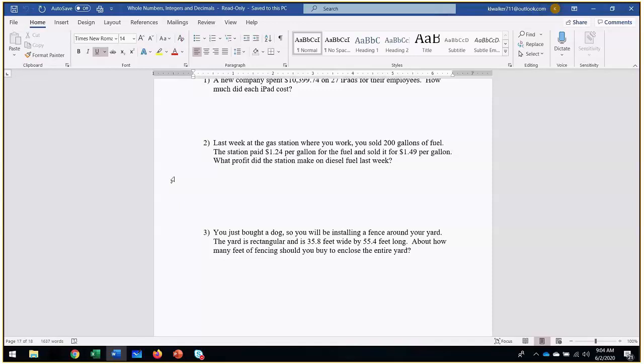They paid $1.24 per gallon. Come on, you're writing this stuff. Did your screen go off again? No, it's still showing me the word problem. Yeah, that's all I have up so far. Okay, I'm just writing down my step. And then they turned around and sold it for $1.49. The question wants to know how much profit.